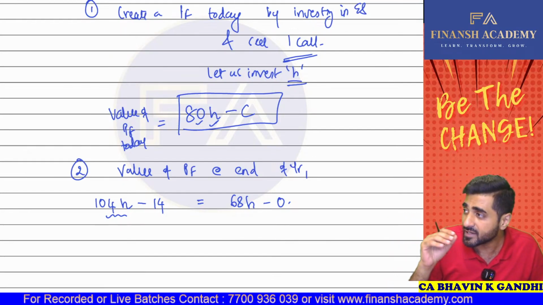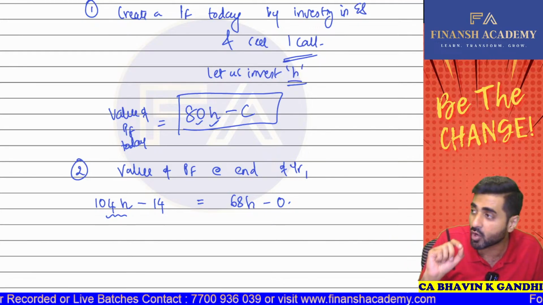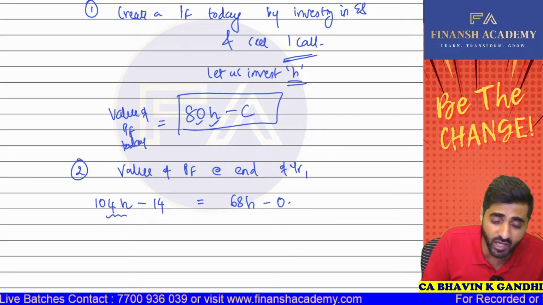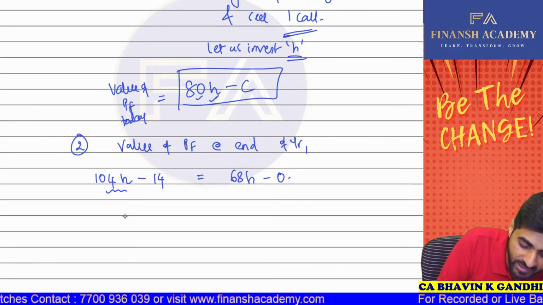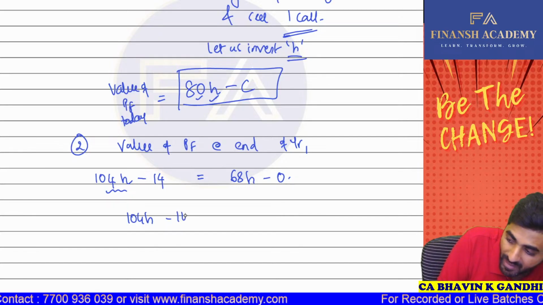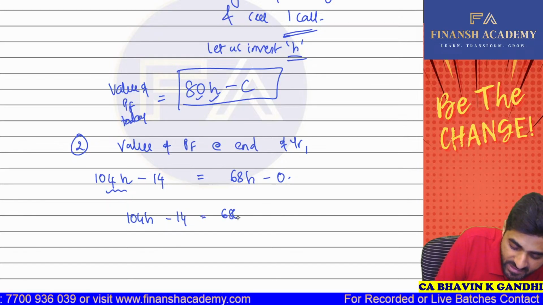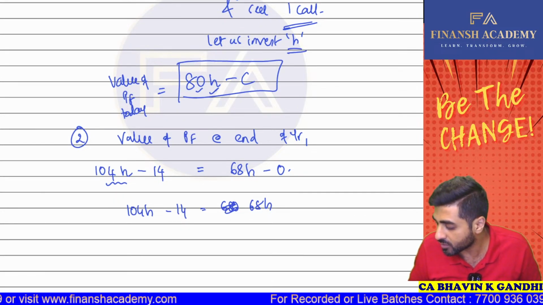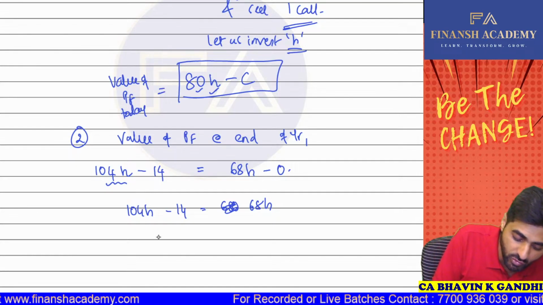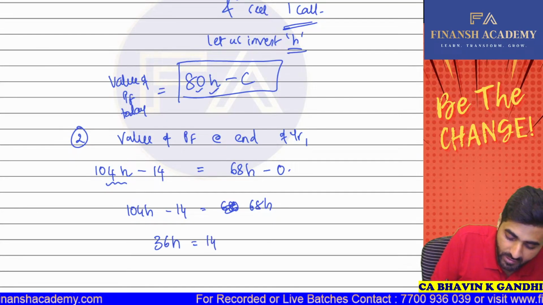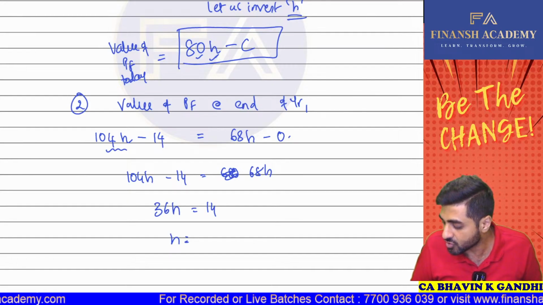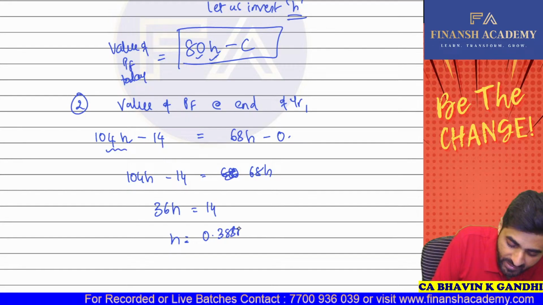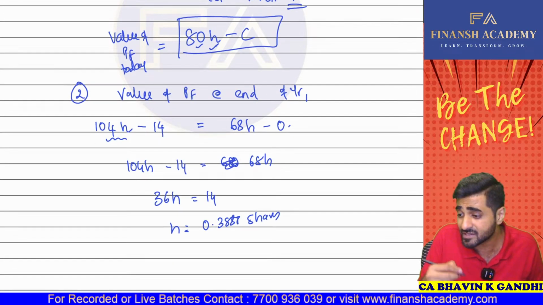Now, is this situation sufficient for me to calculate your H number of equity shares? Come on, yes or no? Yes, sir. So here, my dear students, we can calculate: 104H minus 14 should be equal to 68H. So now this will be 104 minus 68, that will give you 36H is equal to 14. So what's your H? It's going to be 14 divided by 36, that is 0.3888 shares.